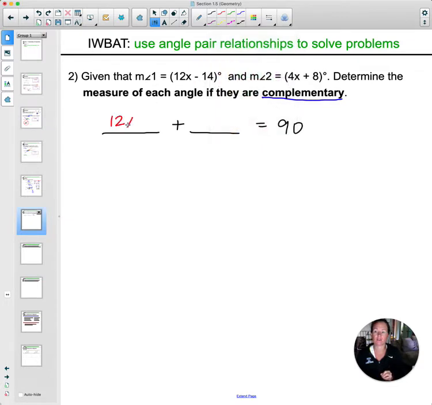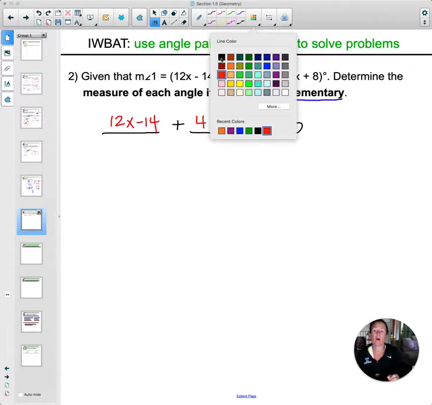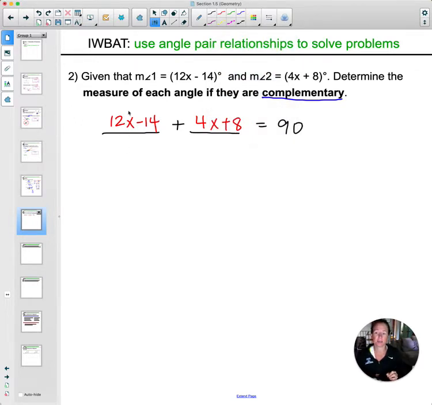expressions here. So we have 12x minus 14 plus 4x plus 8 should total 90. So go ahead and simplify the left here by combining your like terms. You've got 12x and 4x, which is 16x.